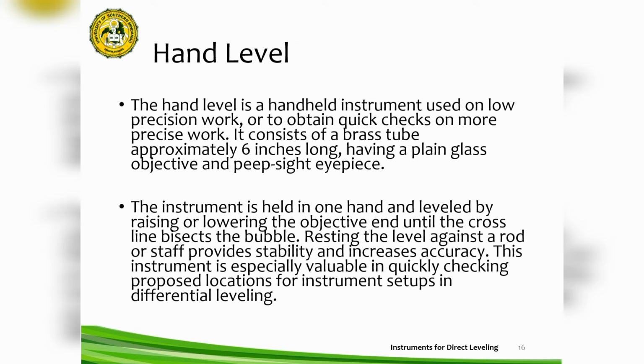more precise work. It consists of a brass tube approximately 6 inches long, having a plain glass objective and peep-sight eyepiece. The instrument is held in one hand and leveled by raising or lowering the objective end until the cross line bisects the bubble. Resting the level against a rod or staff provides stability and increases accuracy.